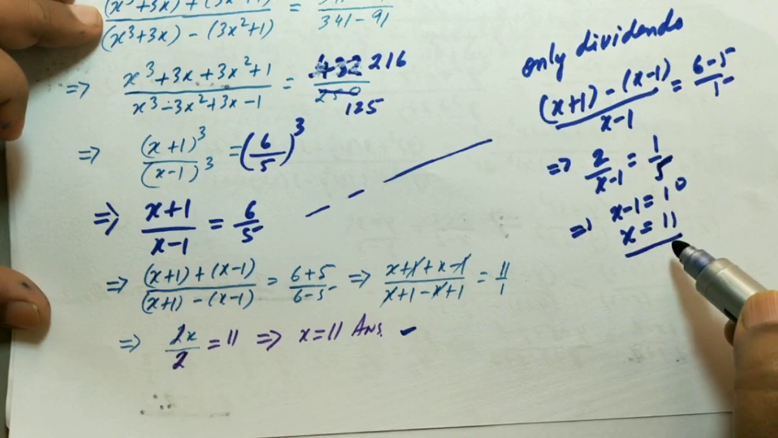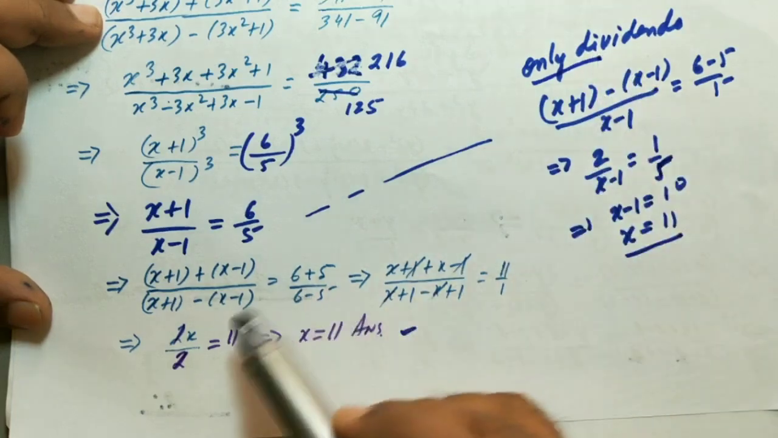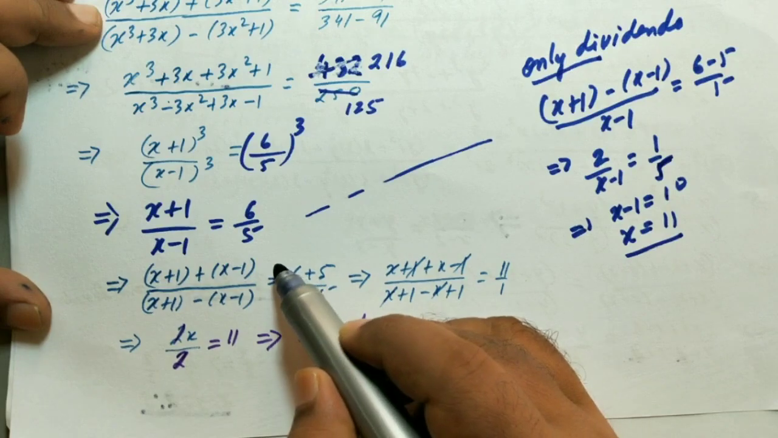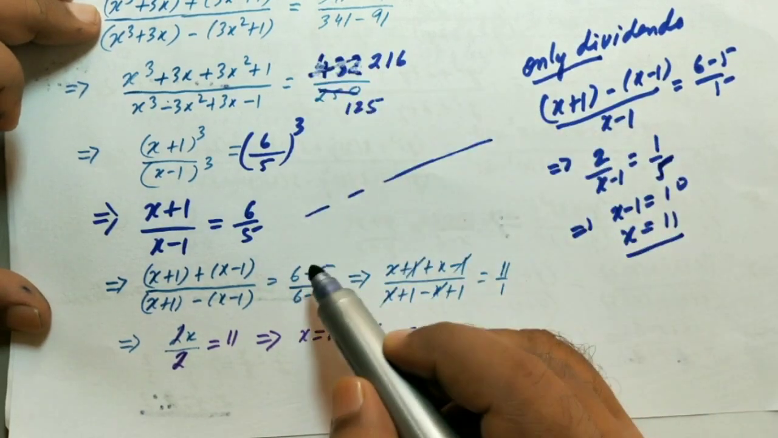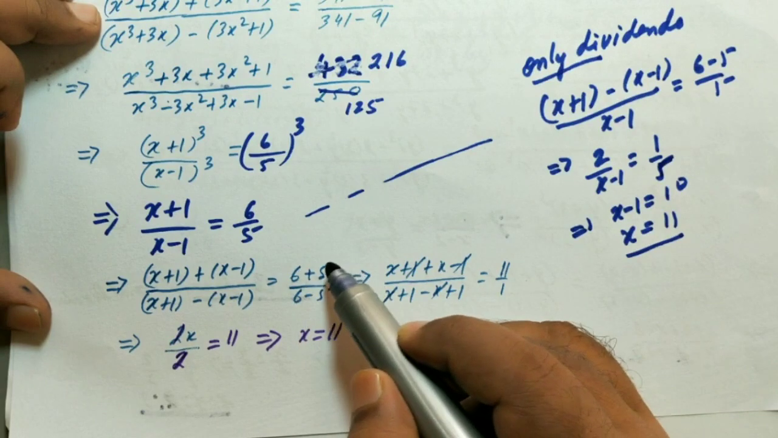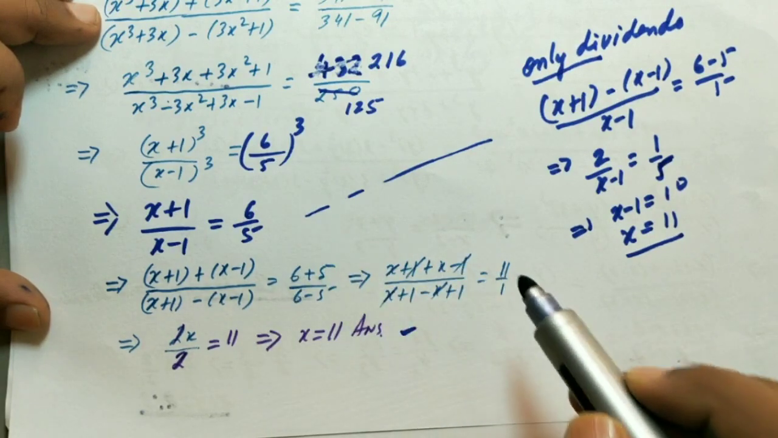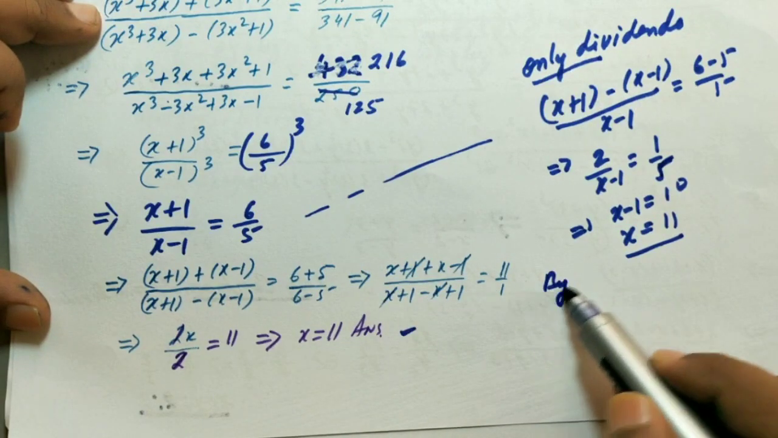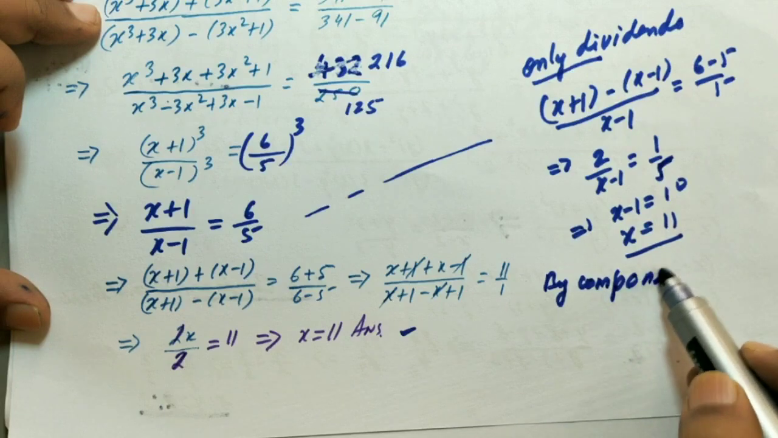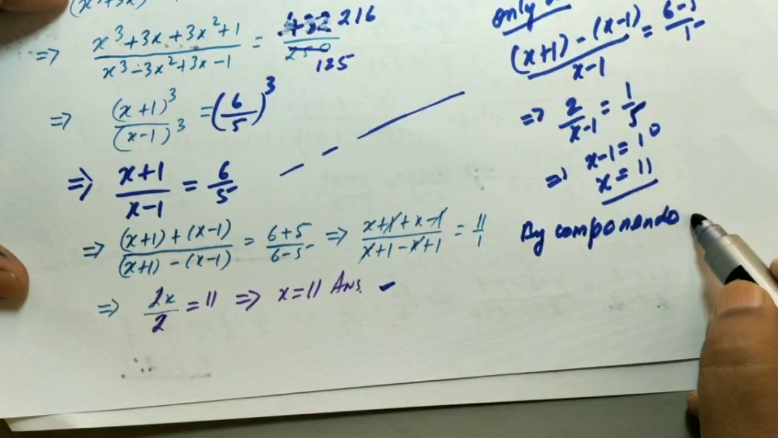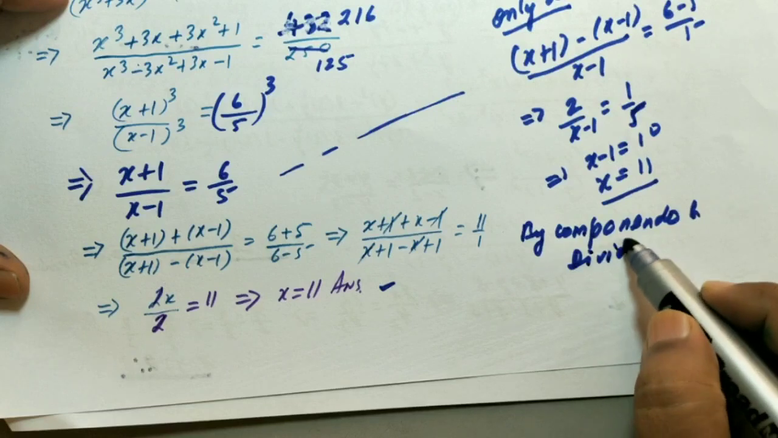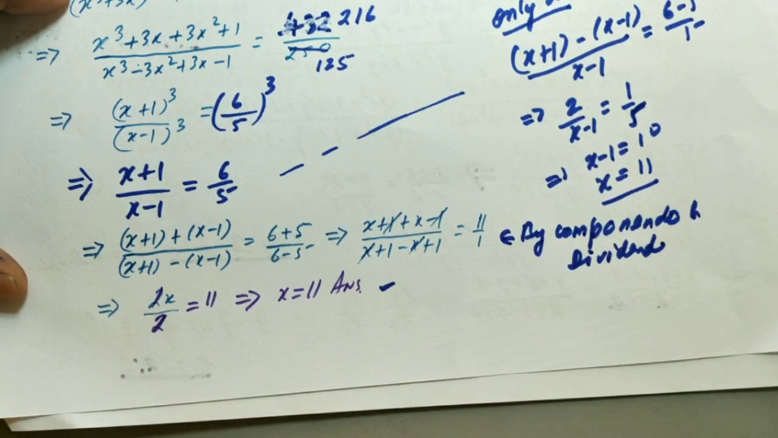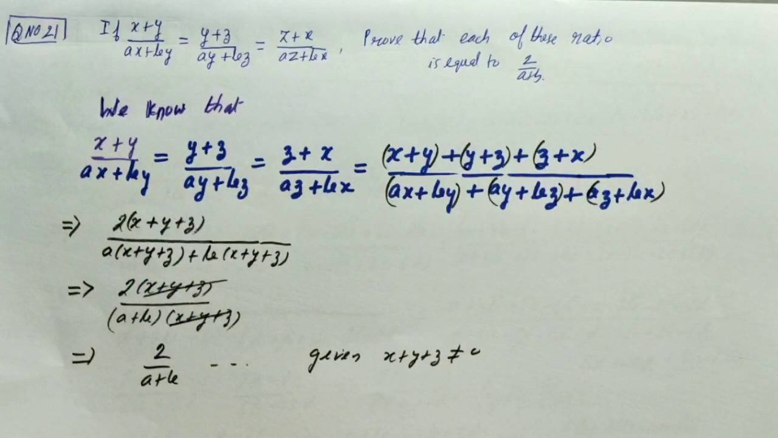You always have a second option. But here only dividendo. Here I am using both componendo and dividendo. This you have to apply. And you also have to write here: here I have used, here I have written. Here also you have to write, by applying componendo and dividendo. This is here in this one. So this is the last question of your book.